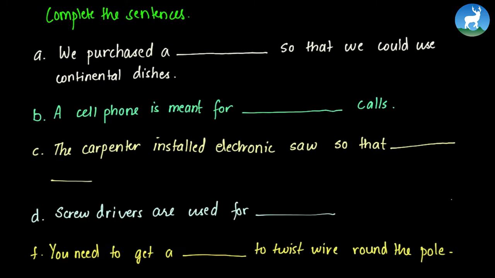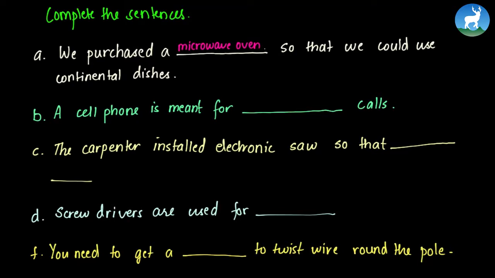Now we have one more exercise, that is to complete the sentences. So here are the 5 sentences and we need to complete them. We purchased a blank so that we could use it for continental dishes. We know that continental dishes can be made using a microwave oven. So the answer is microwave oven. We purchased a microwave oven so that we could use it for continental dishes.